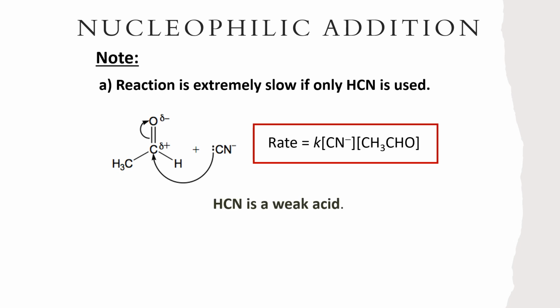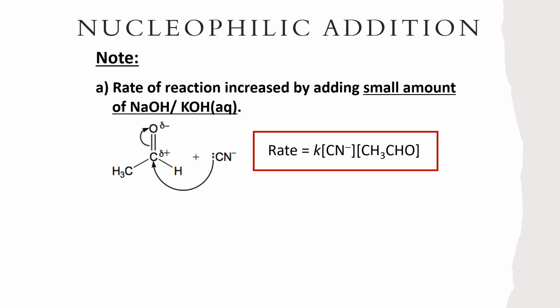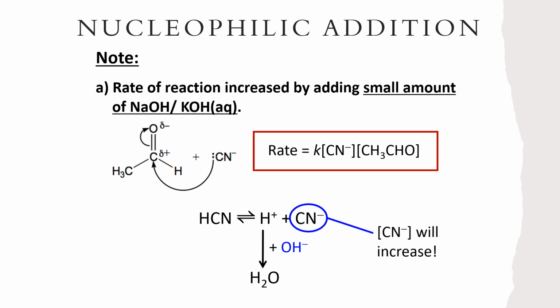But HCN is a very weak acid which remains largely undissociated. With the position of equilibrium for the acid dissociation lying largely to the left, the concentration of CN- from HCN is very low. The addition of a small amount of base such as NaOH or KOH helps to increase the rate of reaction. By neutralizing some acid, the position of equilibrium is shifted to the right to produce a higher concentration of CN-.